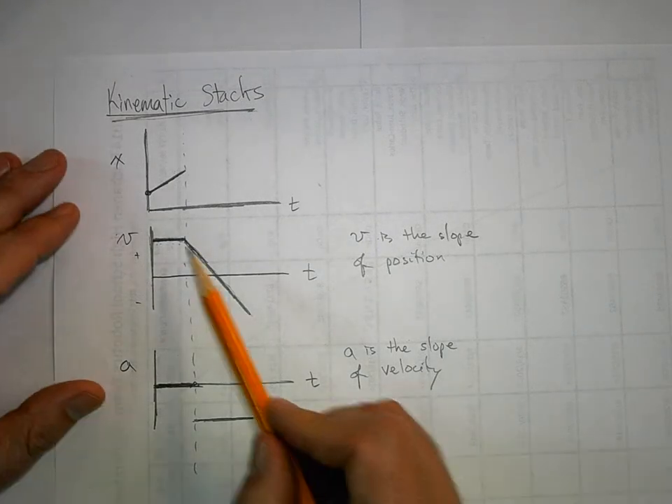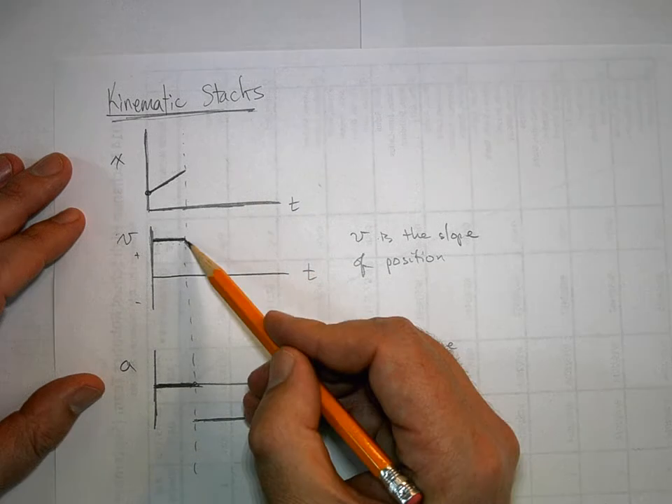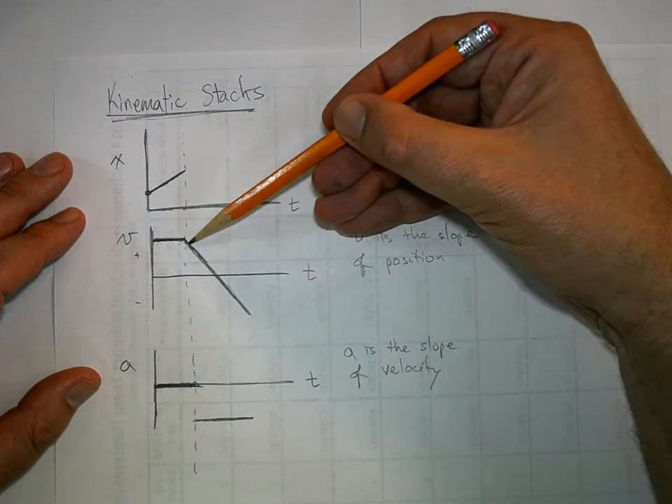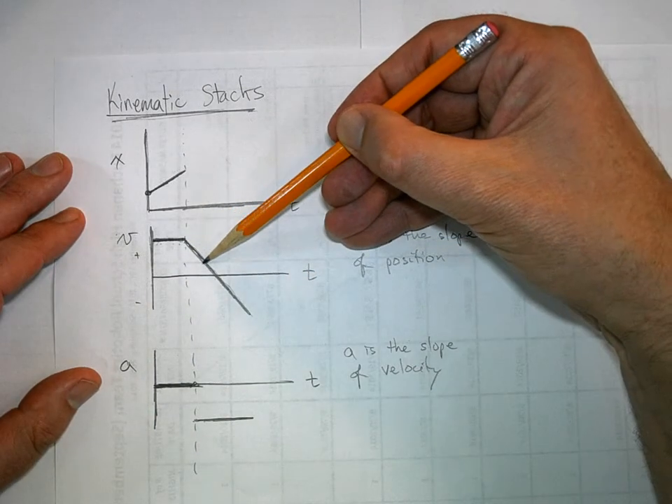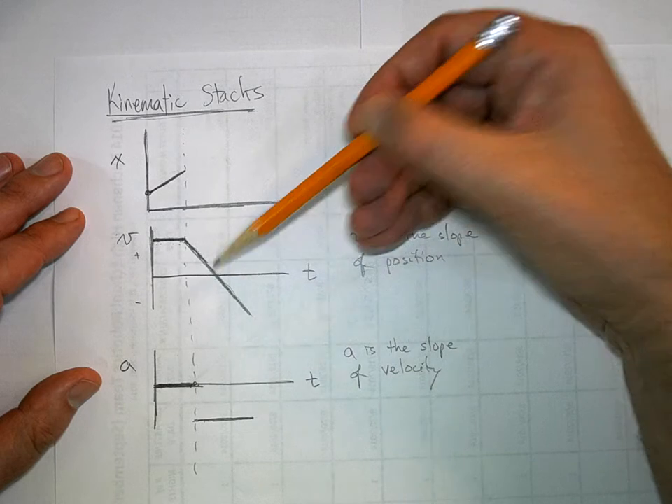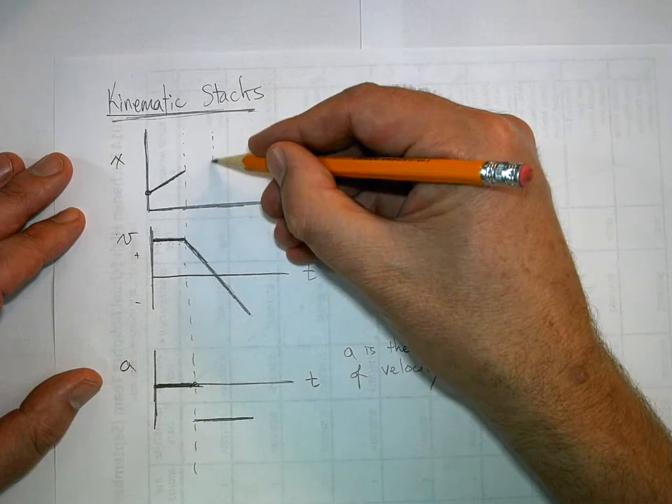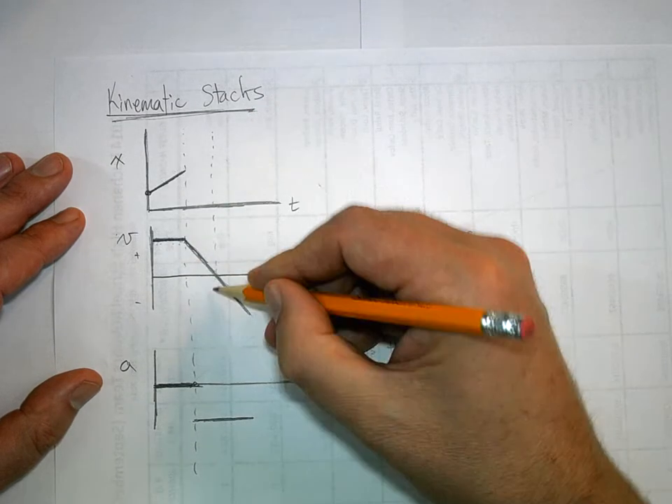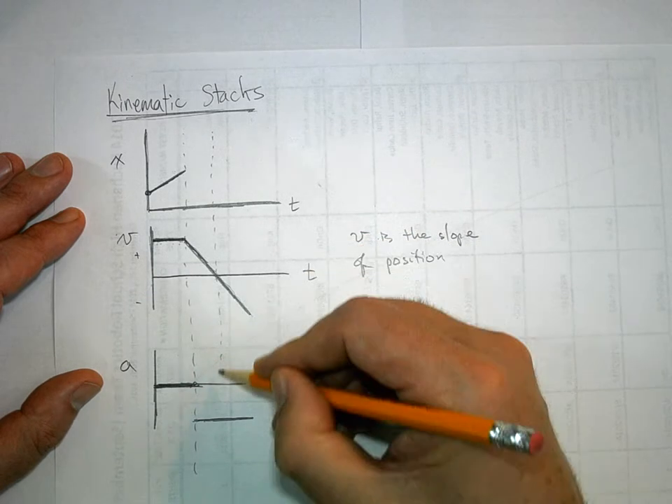But then what happens to my slope? What happens to the velocity? The velocity gets less and less and less until it's zero right here. Now, if I've got a place where the velocity is zero, I'd like to draw a dashed line like this.